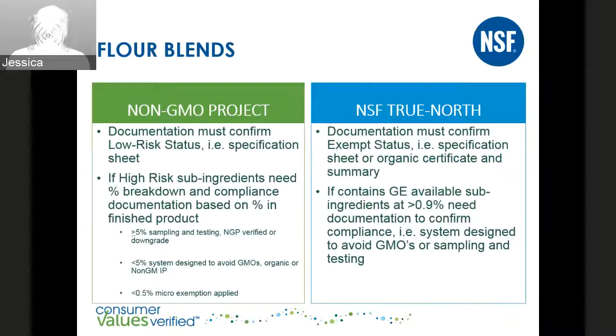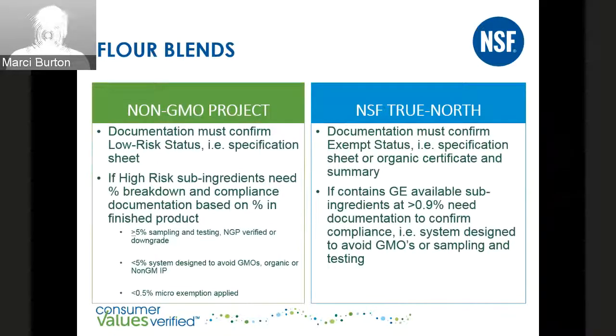And for flour blends for the non-GMO project, what we're going to get is documentation that gives the full ingredient composition. So if it's just wheat, that's going to be considered the low risk or monitored risk. If there are any high risk sub-ingredients, so let's say it's a flour blend that's got some cornmeal in there, then we need to get a document that shows the percent breakdown of that ingredient, or at least discloses the percentage of the high risk ingredient. And then compliance for this ingredient would be getting the information for that high risk sub-ingredient.